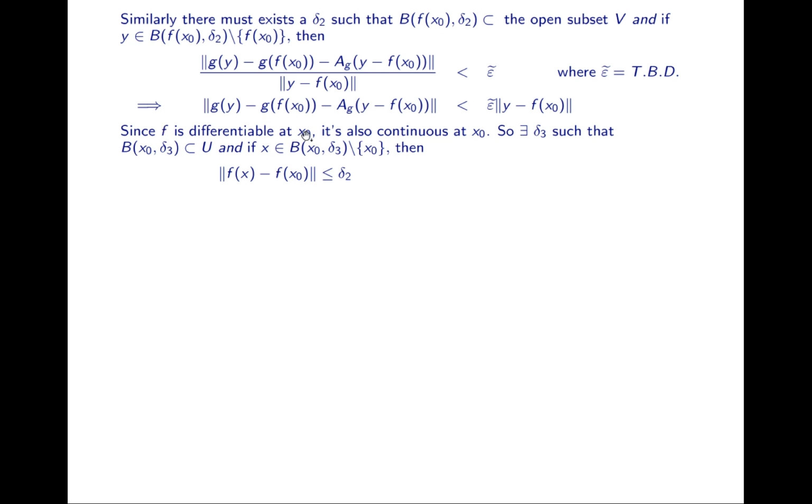So since f is differentiable at x naught, it's continuous at x naught, there exists a delta 3 such that this ball centered at x naught with the radius delta 3 is contained in U, again because U is open. And if x is within delta 3 of x naught, the norm of f of x minus f of x naught is less than or equal to, actually this should be a strict inequality, is less than delta 2. There, it's fixed. The magic of the internet. So it's a strict inequality, which means f of x is within the open ball centered at f of x naught with radius delta 2.